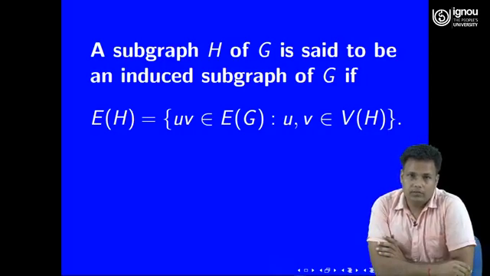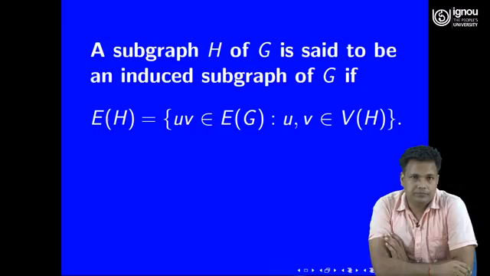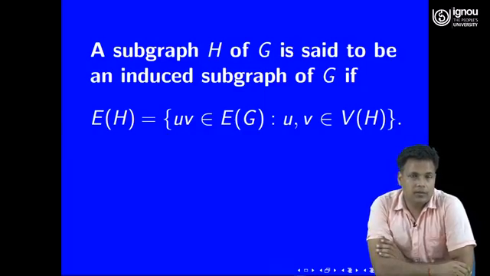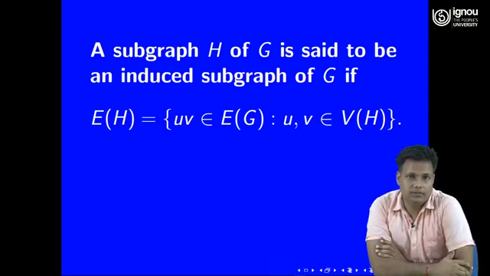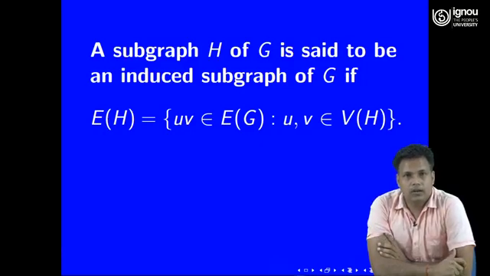So that is subgraph. Now there is a concept of induced subgraph. An induced subgraph is a subgraph of G whose edge set EH contains all those edges of G whose endpoints are also in H. That means an induced subgraph is that subgraph of G in which if any two vertices are adjacent in the original graph G, then those must also be adjacent in H.